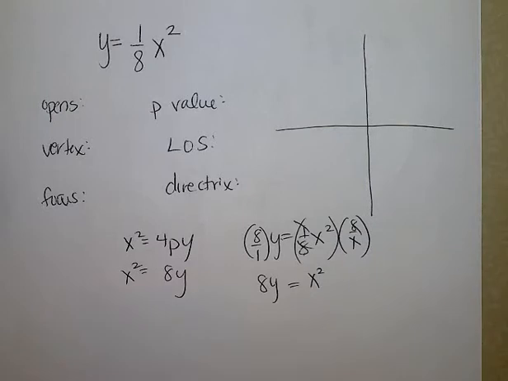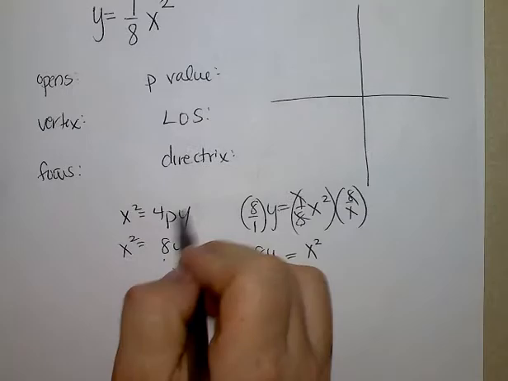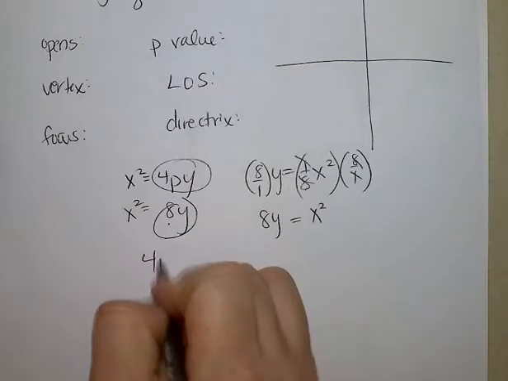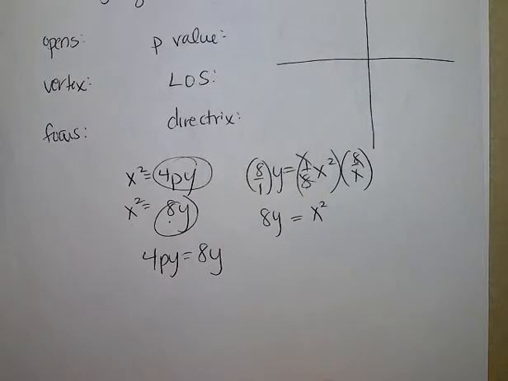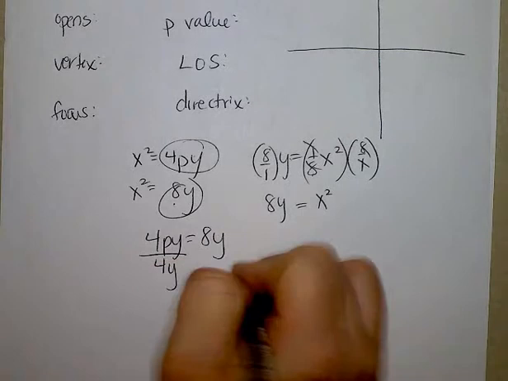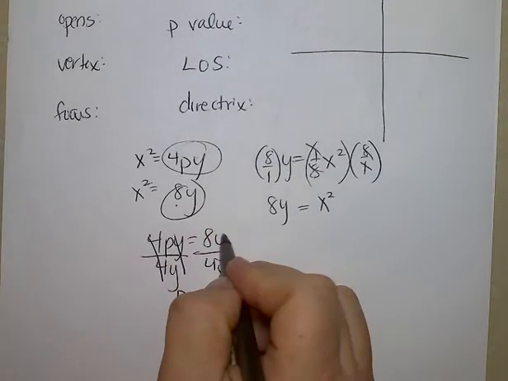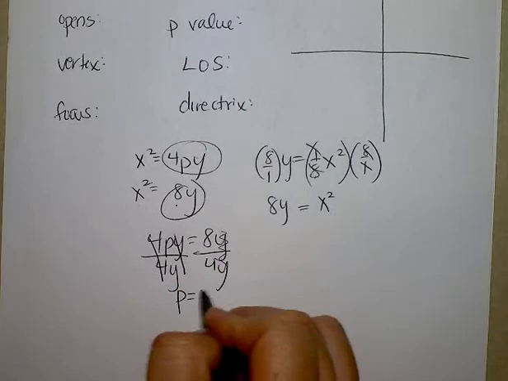Okay, since I have x squared equals one quantity and x squared equals another quantity, I can use substitution to set these two equal. 4py equals 8y. I'm solving for p. Divide by 4y to isolate the p. We cancel the y's, and p equals 2.